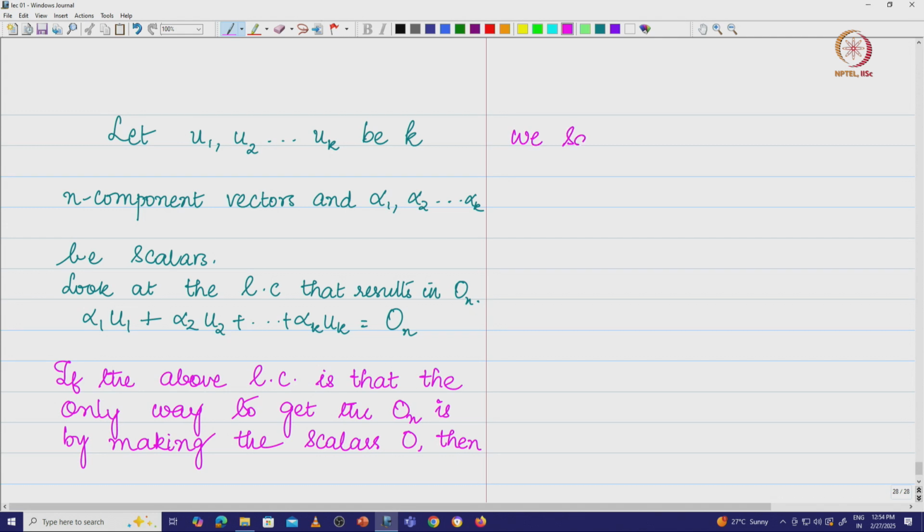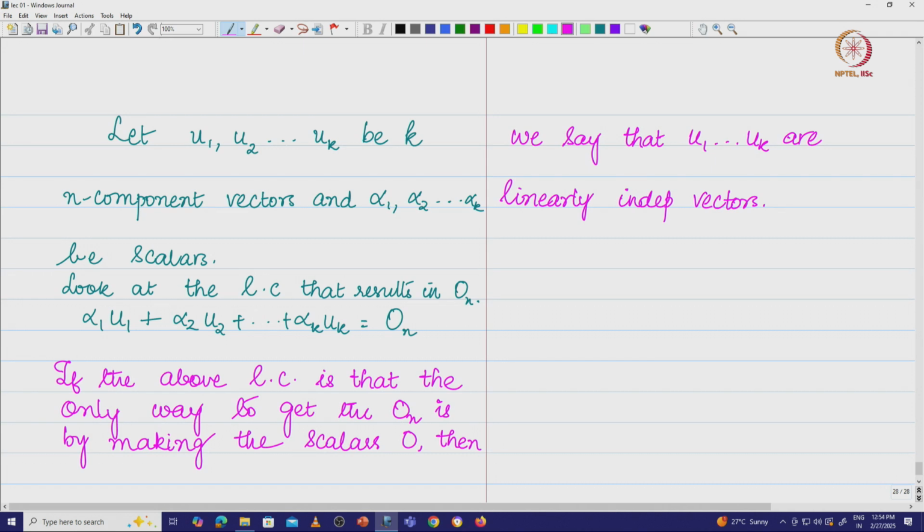we say that u1, u2, uk are linearly independent vectors. The only way to get the 0 vector is by making the scalars 0. That means all the scalars alpha 1, alpha 2, alpha k must necessarily be 0 in order to get the 0 vector. If that is the case, then you call such a set of vectors a linearly independent set of vectors.